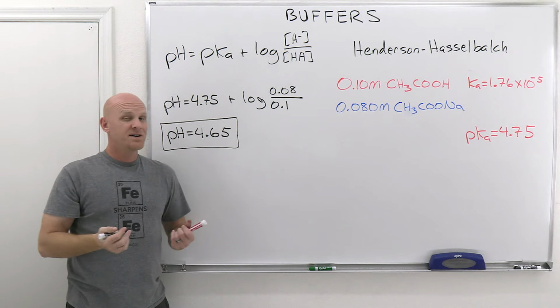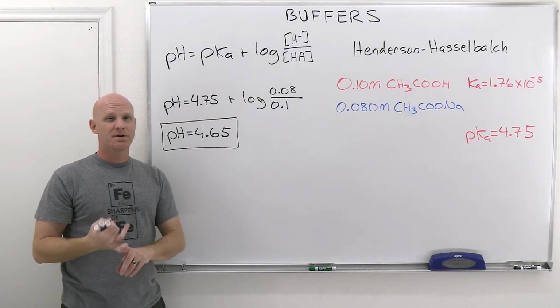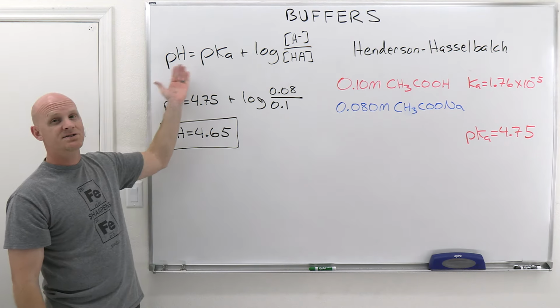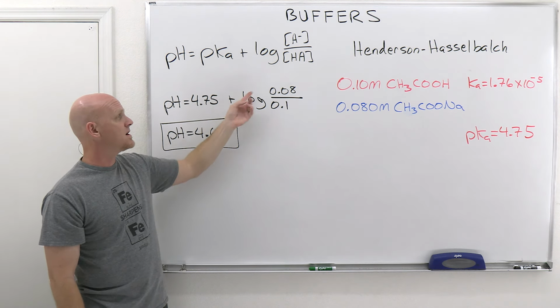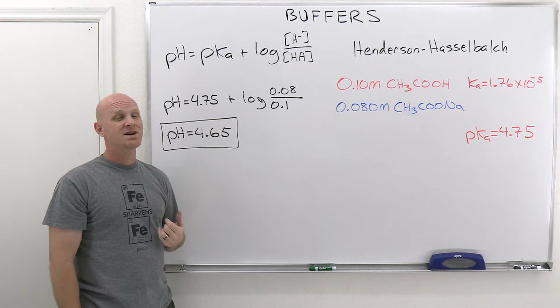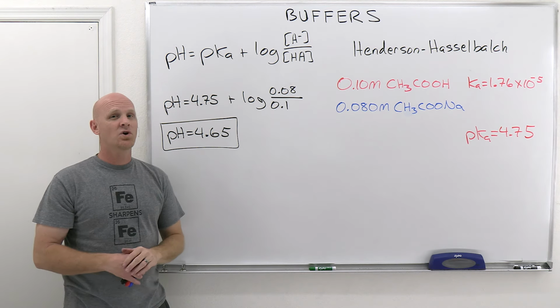Cool. And that's how you find the pH of a buffer. It's much easier than setting up an ice table or anything like that. If you go straight to Henderson-Hasselbalch, take the negative log of your Ka to get a pKa, and then plus log of the conjugate base over the conjugate acid concentration, it is not so bad.